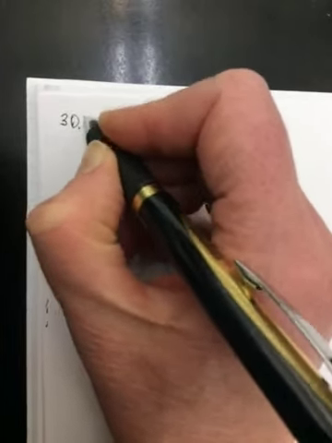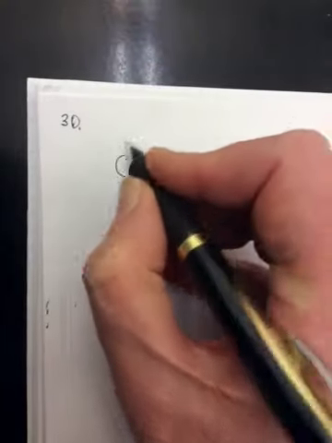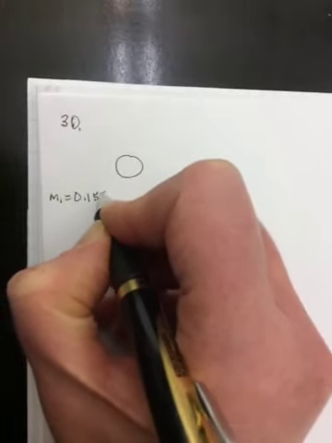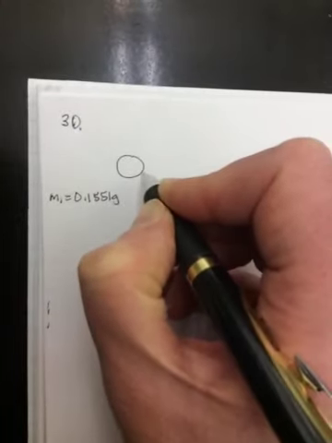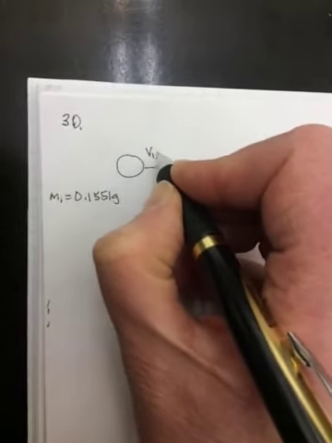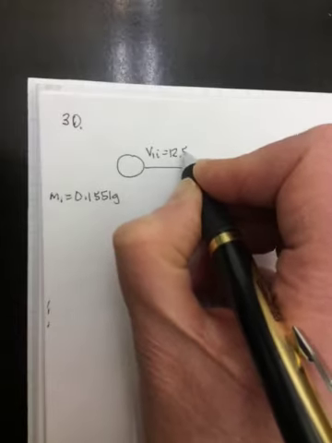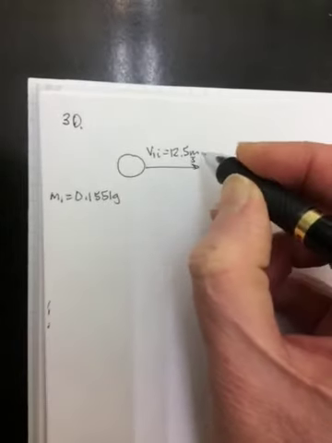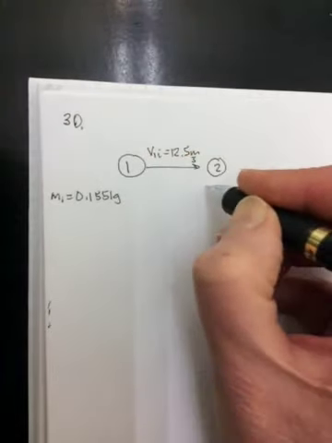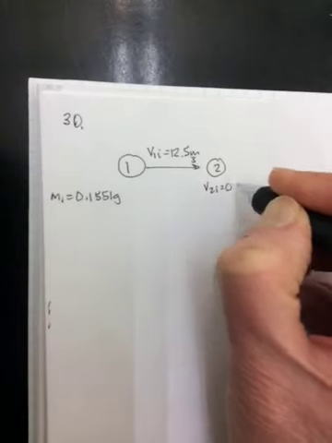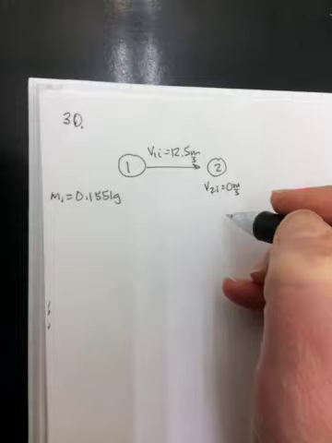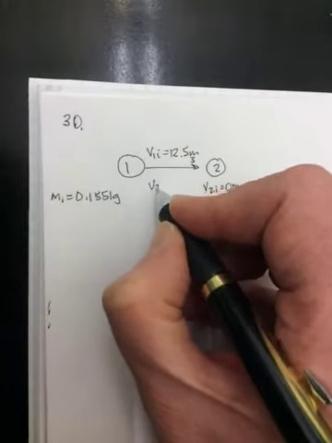Okay, so from your textbook, number 30. A billiard ball of mass 1.155 kilograms moves with a velocity of 12.5 meters per second. So V1 initial is 12.5 meters per second, towards a stationary billiard ball of identical mass. Okay, V2 initial is 0. After the collision, the first billiard ball comes to a complete stop.